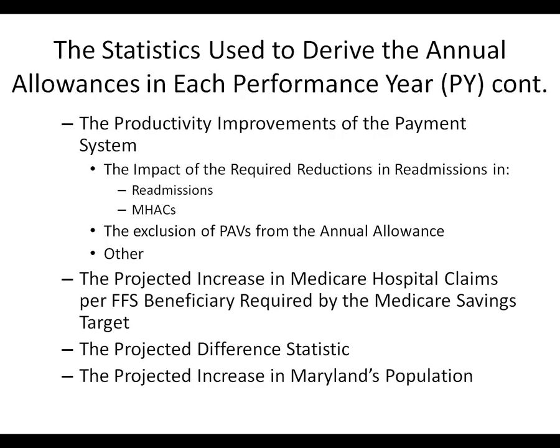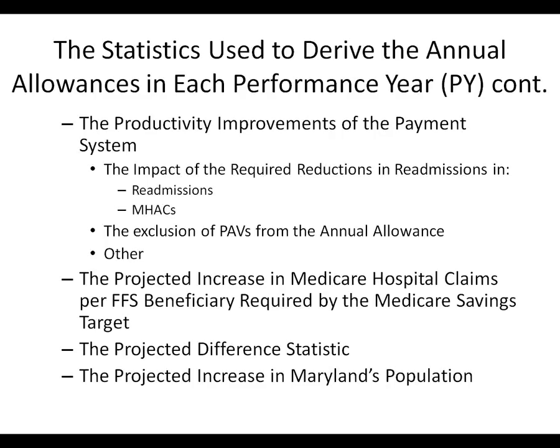The fourth factor is the projected increase in Medicare hospital claims per fee-for-service beneficiary, because that is the standard relative to which we measure the second waiver test. And then the final two statistics are the projected difference statistic, and finally the projected increase in Maryland's population.